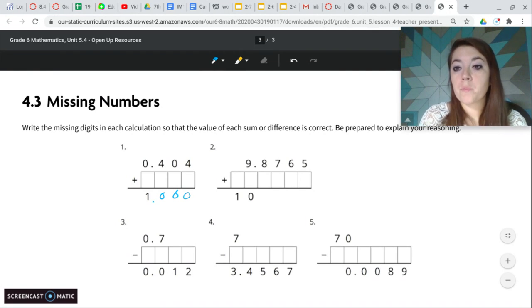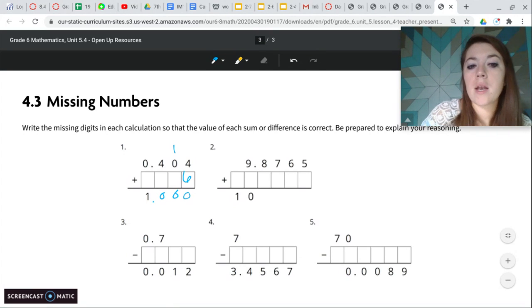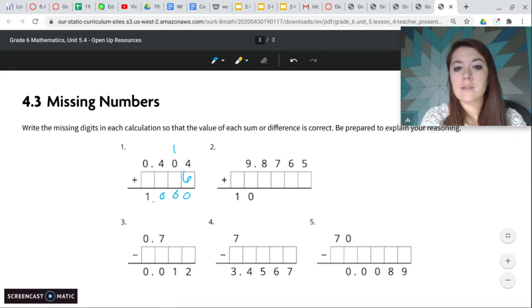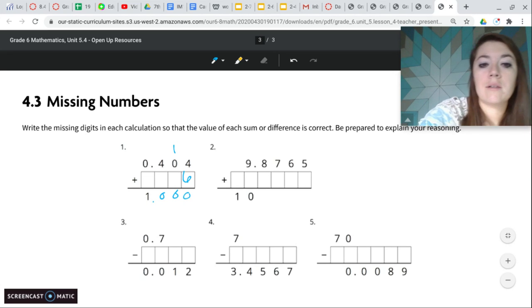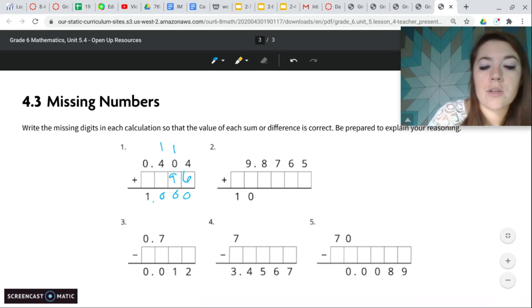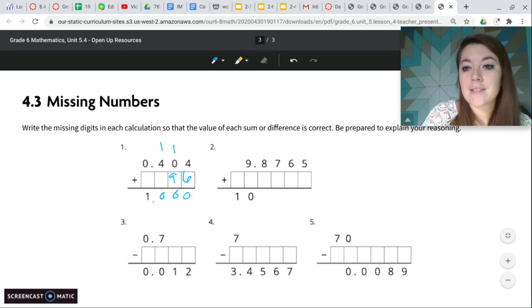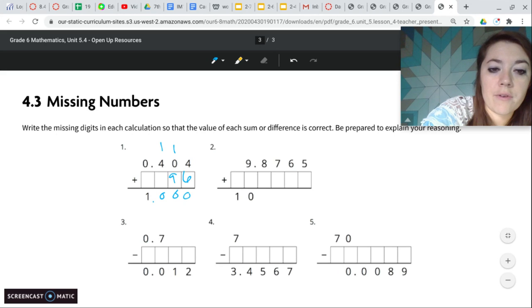So 4 plus what is going to give us a 0, meaning a 10, for our value? It's going to be 6. 4 plus 6 is 10. We bring up a 1. So now we have 1. So what do we need to add to 1 to get to 10? Well, 9. That carries another 1. So now we have 5, because 4 plus 1 is 5. So what do we add to 5 to get to 10? 5. Excellent. And then that brings a 1 up.